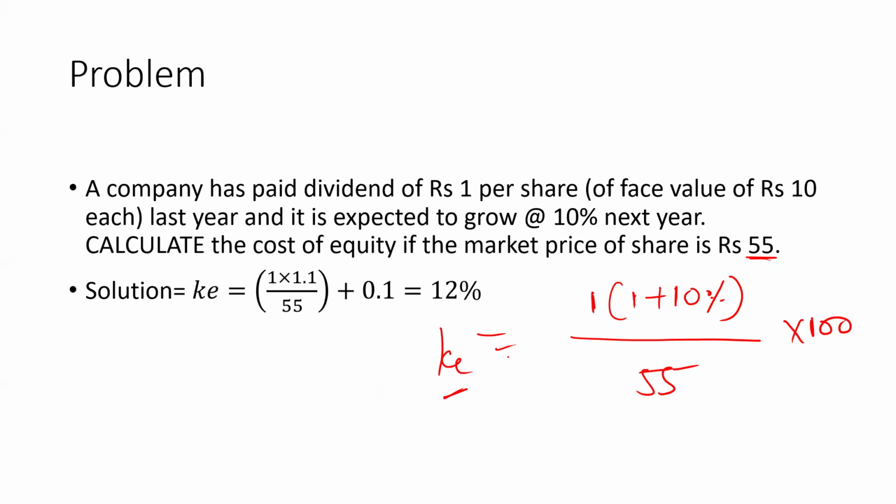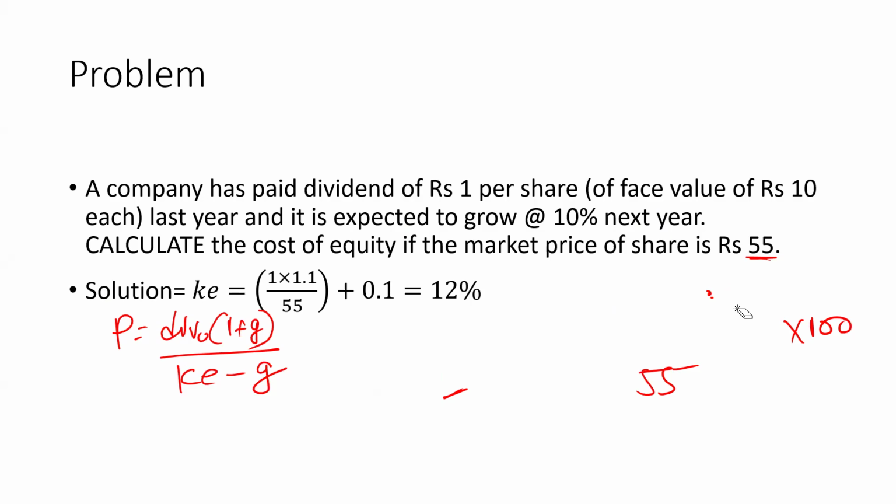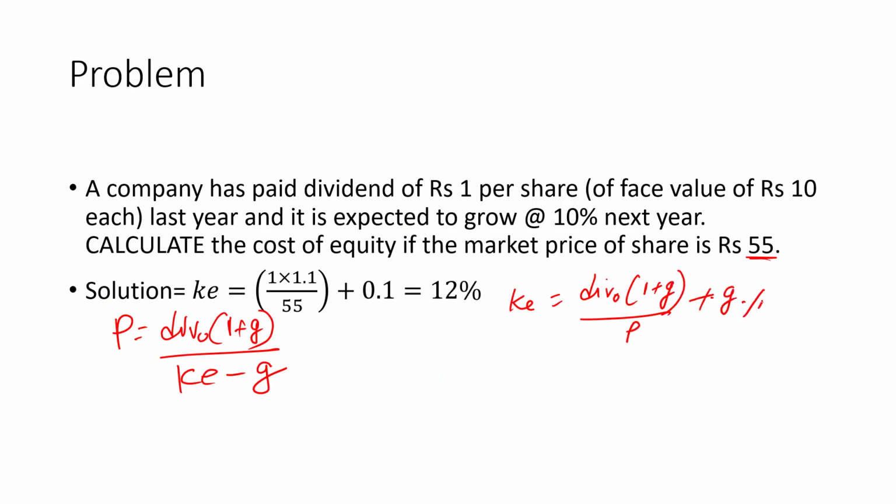Fine, everyone. So here, the formula is P equals DIV0 times (1 plus G) divided by KE minus G. The growth rate is given. So the formula of cost of equity here, because this is not constant — if it's constant, then no problem. In this case, it would be DIV0 times (1 plus G) by price, plus growth rate. This will be the formula. If you use the formula, you will get the cost of equity as 12%.